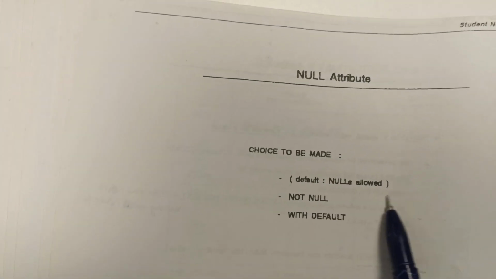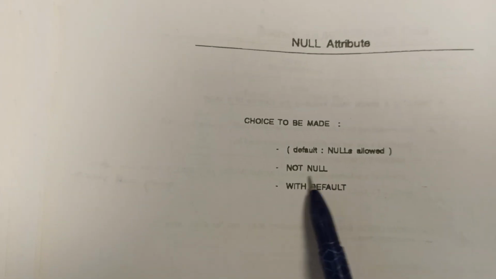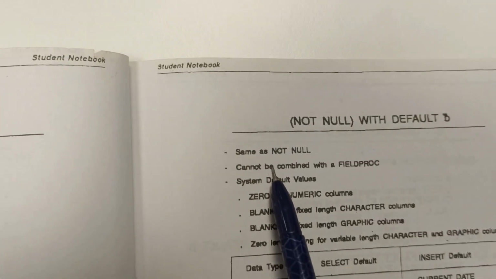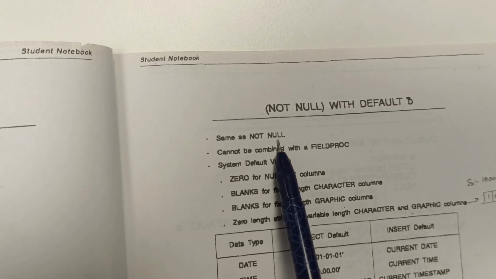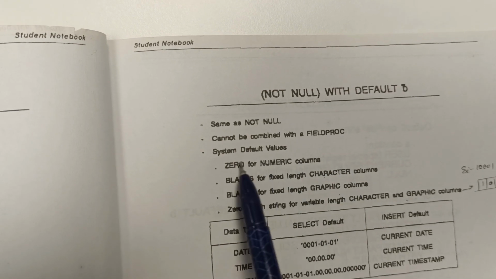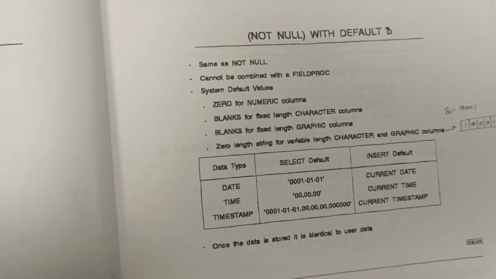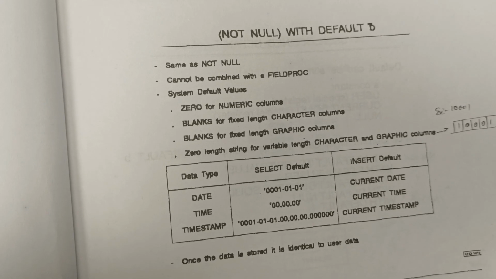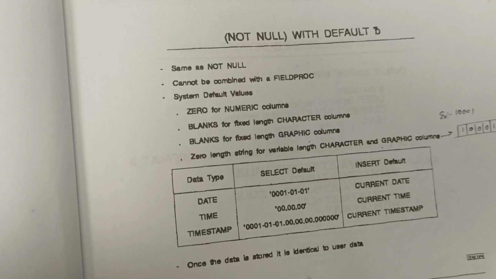And you can see these are the choices of null attribute, and we have 3 types of null attribute: default null is allowed, and not null with default value. Same like not null with default, we have seen not null, and the same like not null but cannot be combined with the field proc. Okay, leave it. Now the system default values are important points, friends, and sometimes the interviewer asks what value a column defined as not null contains, what default value comes if you mention the not null field.